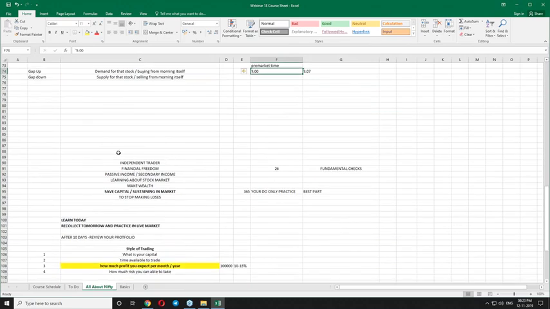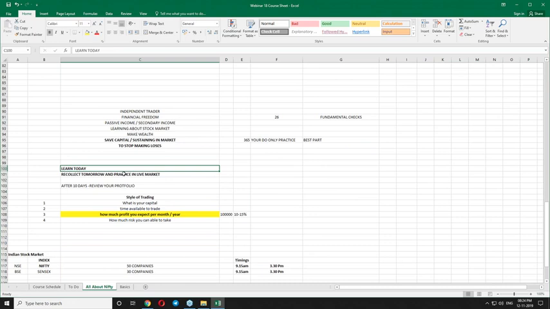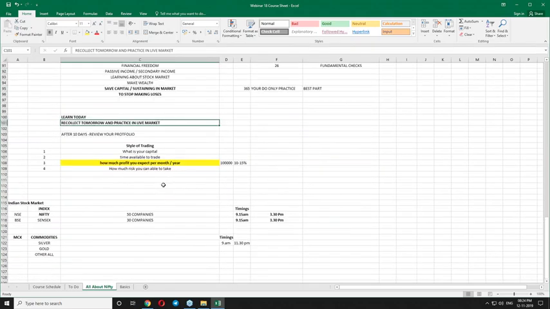So a few more inputs. See, we are here to become independent traders, for financial freedom. These are the inputs we have gone through in previous batches: independent trader, financial freedom, passive income, secondary income, learn about the stock market, make wealth, save capital. Save capital is a very important thing, sustaining in the market, to stop making losses. These both are very important points. Please remember this. Learn what we are learning today, recollect it tomorrow and practice in the live market.